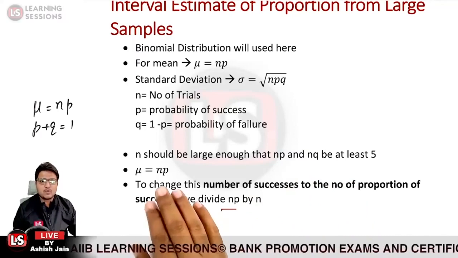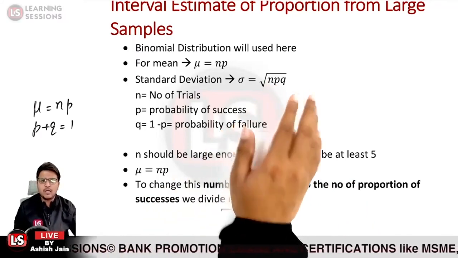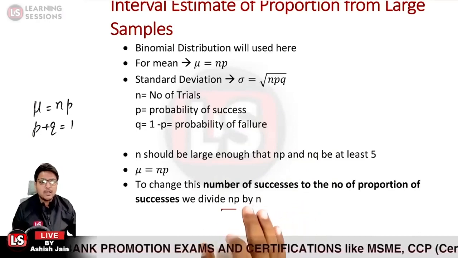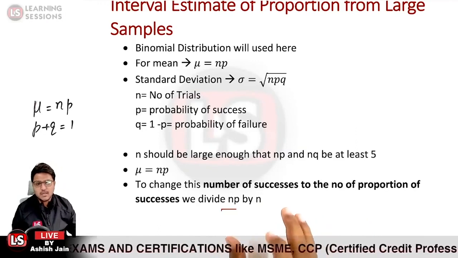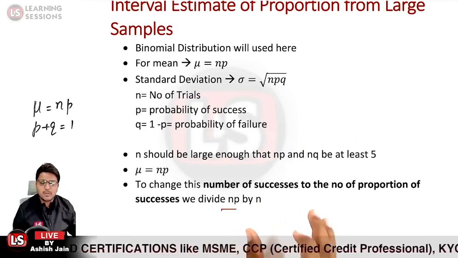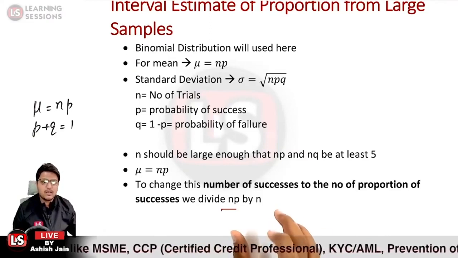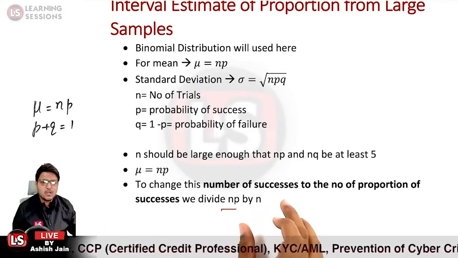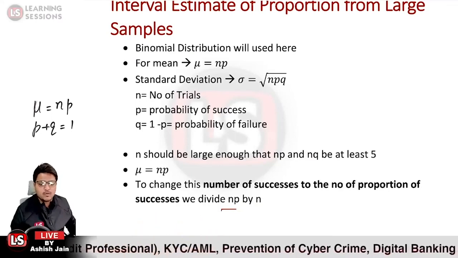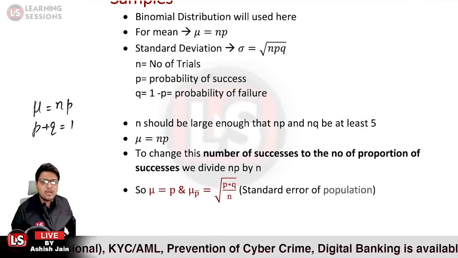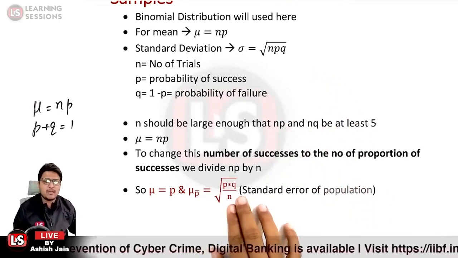And further, I just told you mu is equal to NP, and sigma is equal to the square root of NPQ. That is the formula related to it. And further, to change the number of successes to the proportion of successes, we will be dividing NP by N. So we can simply say mu would be equal to P, and further the standard deviation would be the square root of PQ over N. That is the simple formula that we can calculate.